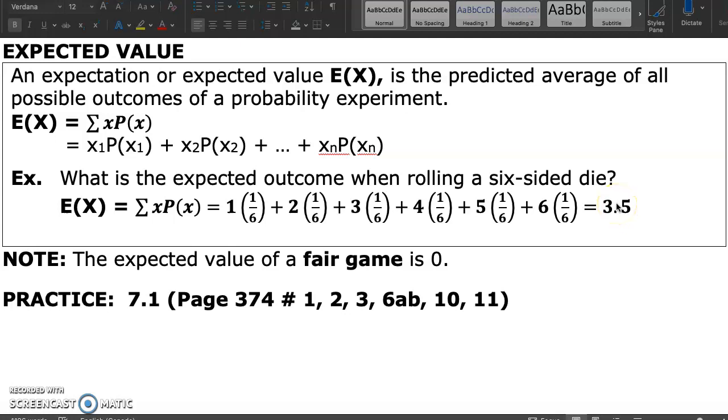So if a game is fair, the expected value is 0. So you may see this in some of our homework questions.